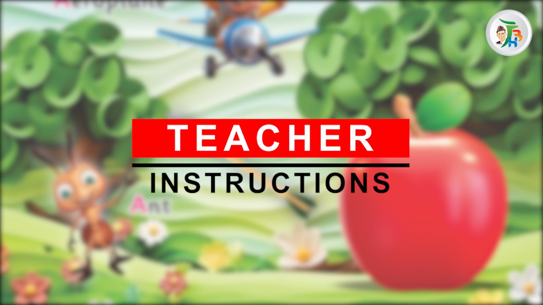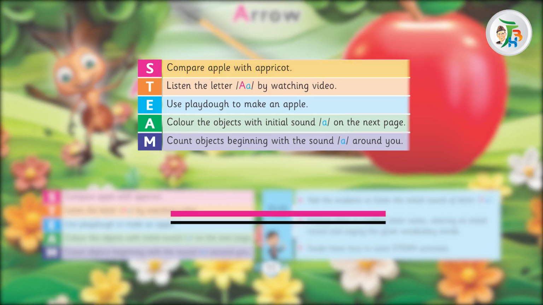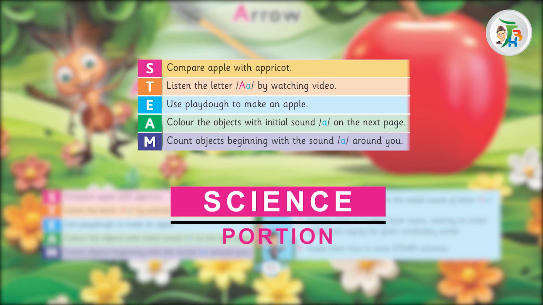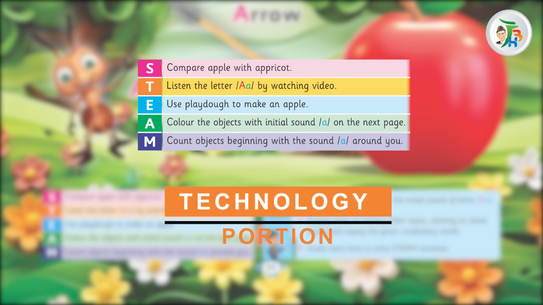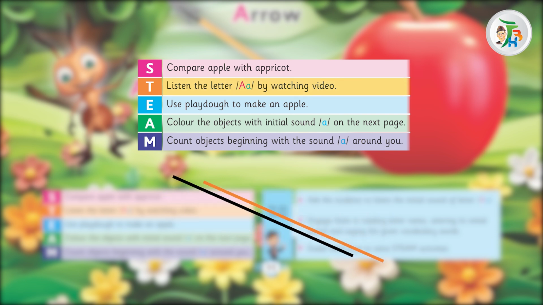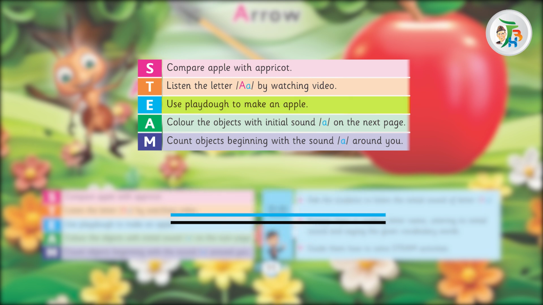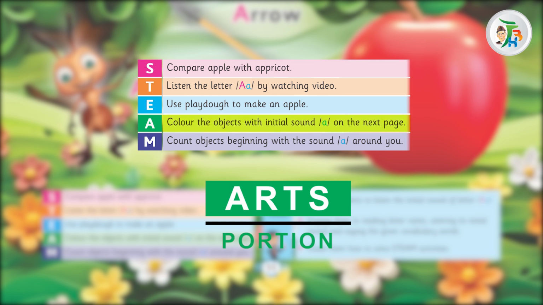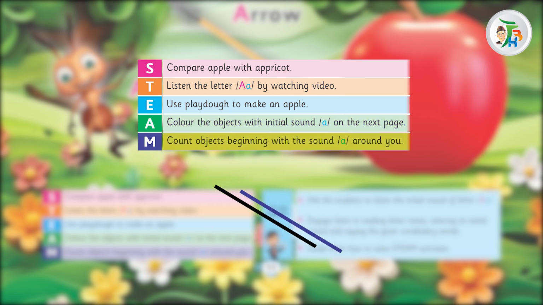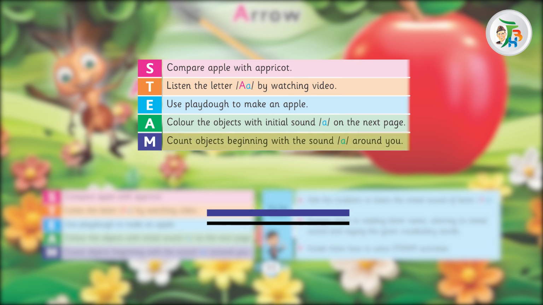Instructions for the teacher. So my dear teachers, we have to engage our young learners with different STEAM activities. For the science portion, show them an apple and an apricot and tell them the difference. For the technology portion, show them the video of letter A and listen to the sound of letter A. For the engineering portion, provide them Play-Doh and ask them to make an apple. For the arts portion, guide them to color the objects on the next page which start with letter A. And for the math portion, give them a task to count the objects near them which start with letter A.